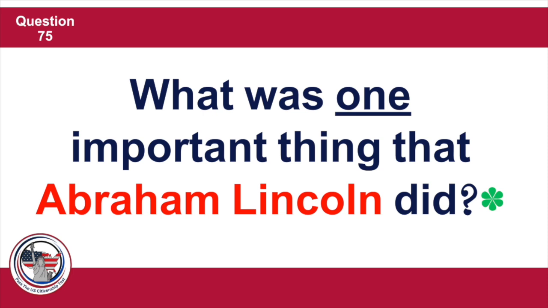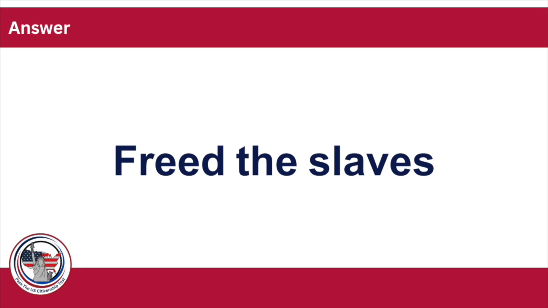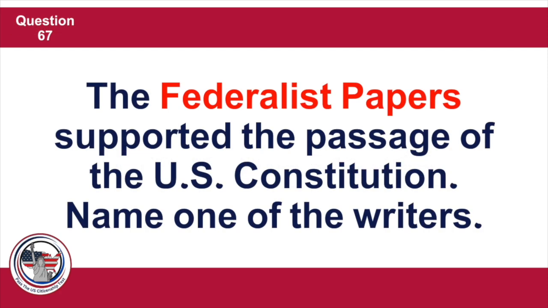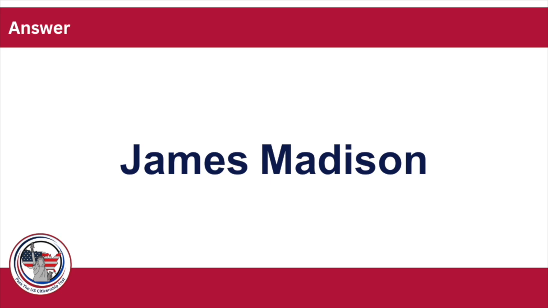What was one important thing that Abraham Lincoln did? Freed the slaves. The Federalist Papers supported the passage of the U.S. Constitution. Name one of the writers. James Madison.